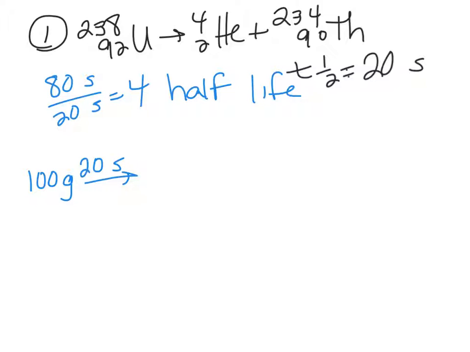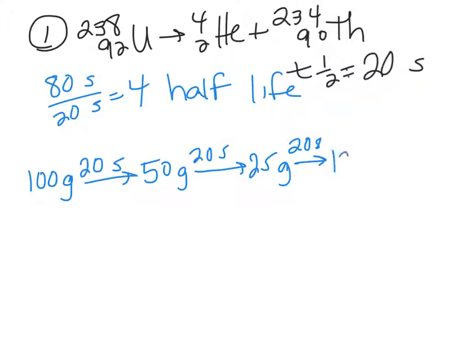After 20 seconds, 50 grams would be remaining as uranium. The other 50 grams went through the reaction and produced thorium. Another 20 seconds, half of that 50 grams is going to be sitting there as uranium. The rest went through the reaction. So now we would have 75 grams of thorium, and 25 grams of uranium that has not reacted. And we need to go 2 more half-lives, so another 20 seconds. There would be 12.5 grams left as uranium.